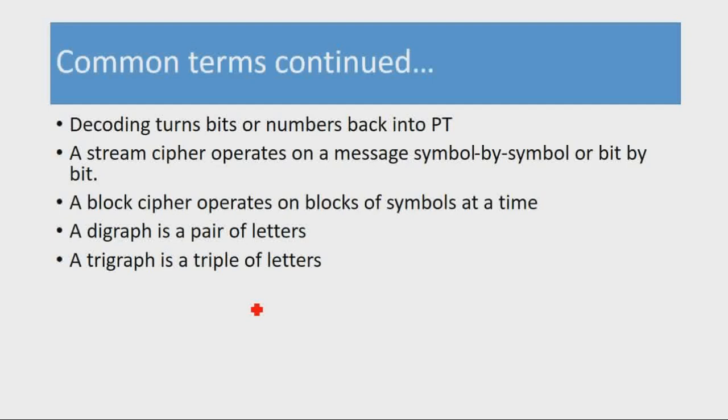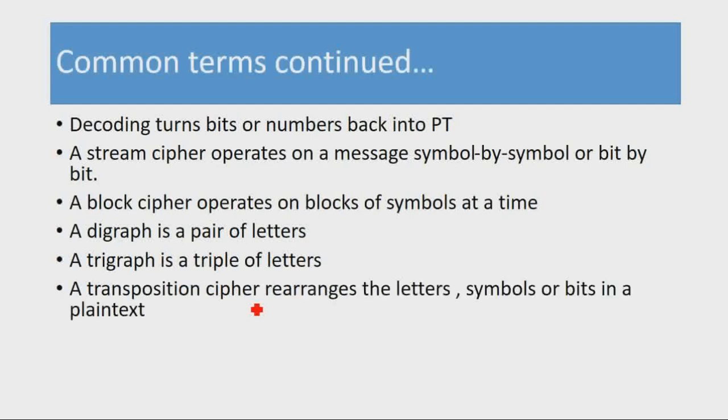The next thing that we have to look at before we start looking at crypto systems is a transposition cipher. Now, a transposition cipher is an encryption mechanism which involves rearranging the letters, symbols, or bits in a plain text. What this simply means is, let's say you have a message like hello. So our plain text message is hello.